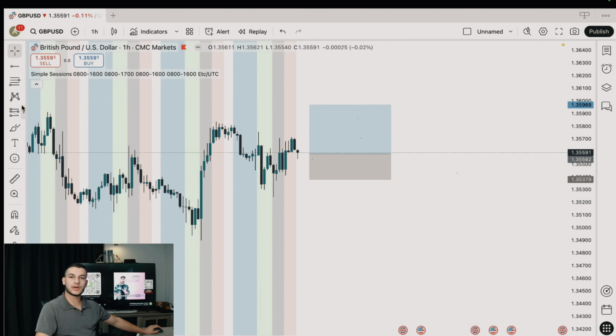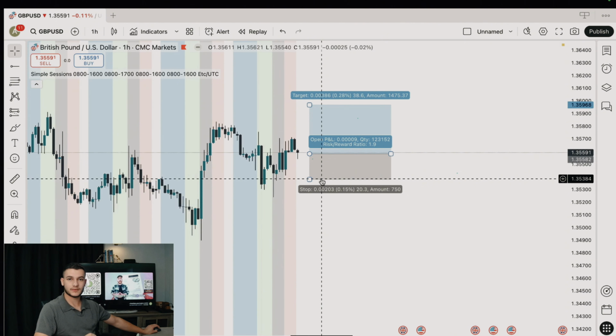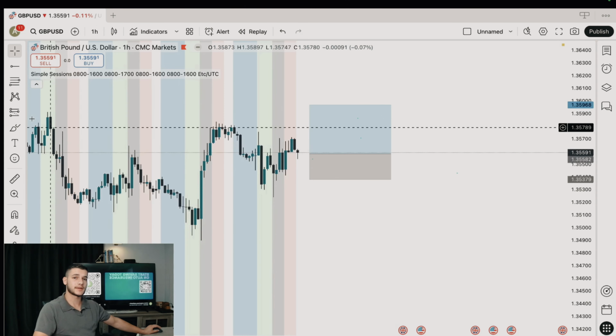So let's say you want to enter a position. You want to enter long in this case. You need to measure the pips of stop loss. You need the stop loss because you need to define your risk: how much you're willing to risk, how much you're willing to lose if the price goes in the wrong direction.